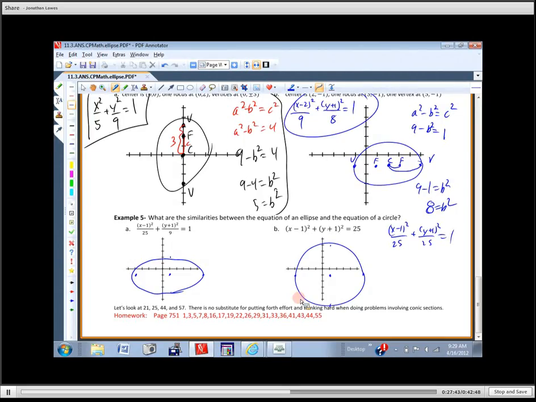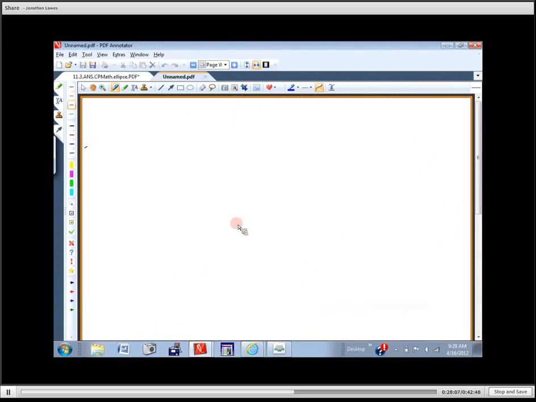All right. Let's take a quick look at a few problems from the assignment like we did for the ones on parabolas. This is page 751. I just want to point this out and get you started on a few of them: 21, 25, 44, and 57. So take a look at number 21.